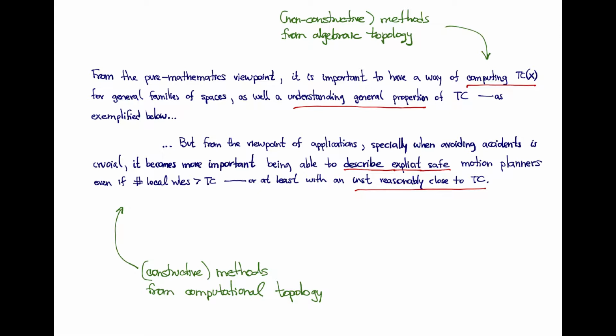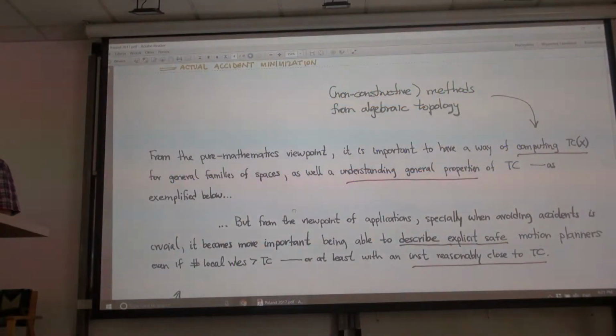In theory, it's very interesting to try to compute this invariant. This is a homotopy invariant of the space X, and actually understanding general properties of TC of a space. But on the other side, if you are more interested in applications, then it might actually be more interesting describing optimal motion planners, or at least safe motion planners, even if they have many local domains. And actually I'm going to be talking about both points of view.